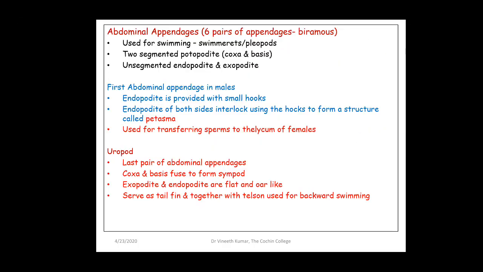So that's with the abdominal appendages. We have completed the appendages. We saw the five cephalic appendages, 8 pairs of thoracic appendages, and 6 pairs of abdominal appendages.